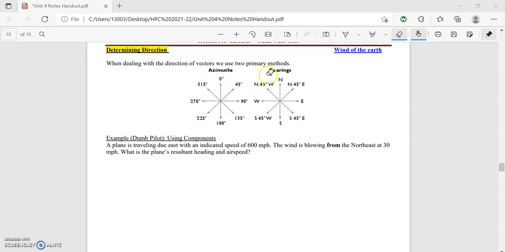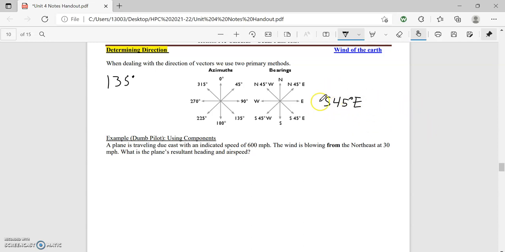Within that, there's two ways to describe bearings. It's also known as an azimuth. So, let's say we were talking about 135 degrees as a bearing. 135 degrees is down here in quadrant 4, looks like this. But what I wanted to point out is some of our problems may not use the azimuth, the 0 to 360 degrees. It might use true bearings, and that same 135 degree notation is going to look like south 45 degrees east.